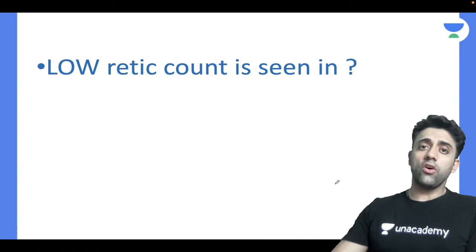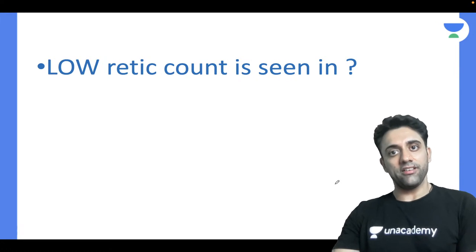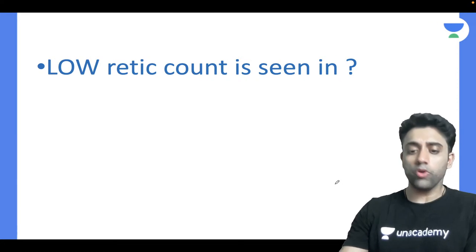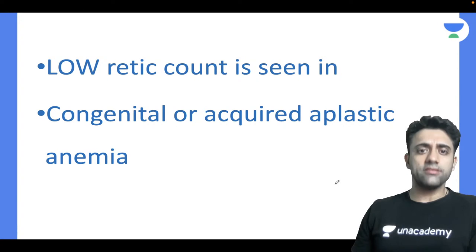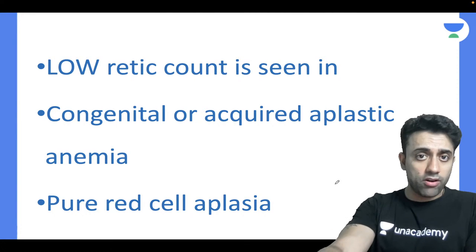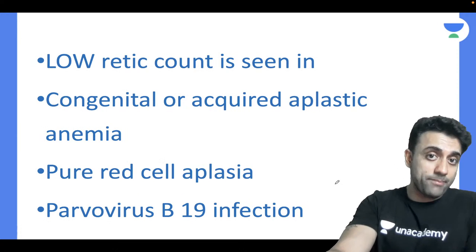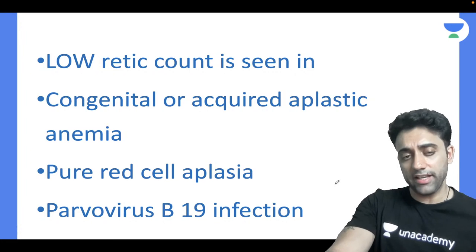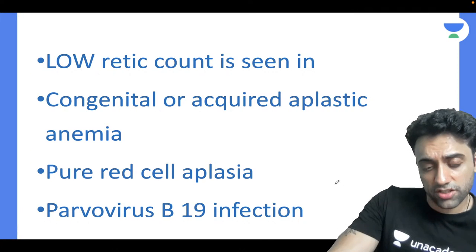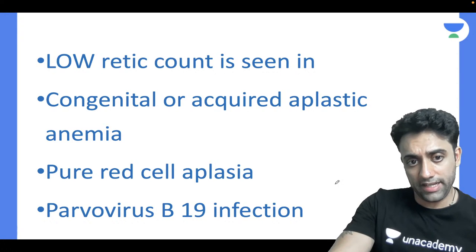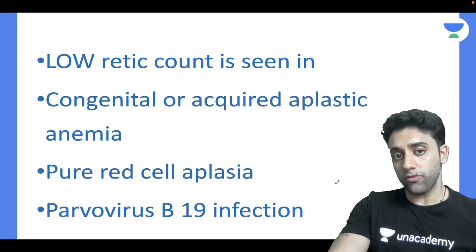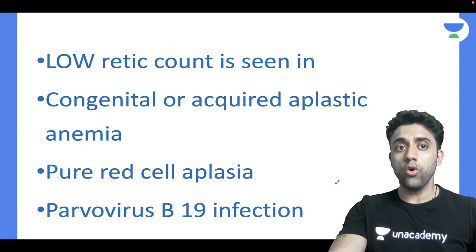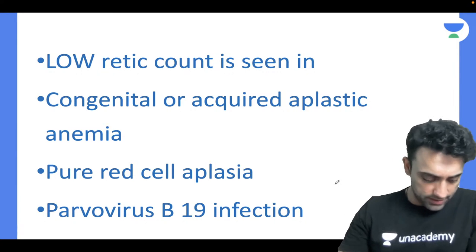Haanji, very good. What are the causes of low reticulocyte count? Reticulocytes are not being formed, so there is a low retic count, guys. Bone marrow failure, yes, you can say that. Congenital anemias, aplastic anemias, any pure red cell aplasias, yes or no? Or infections like parvovirus B19 infection. This is a very important part. So all of these are the causes where you have a low retic count. Beautiful answer.